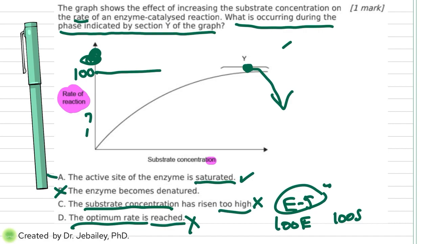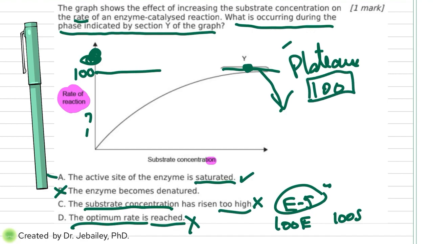If it reached optimum, then it needs to go down. But now what it did is reach a plateau, which means that you have maximally put all the 100 enzymes into work, so they all are attached. All the enzymes are attaching to a substrate and doing their work. So the right answer is here. The one that completely makes sense is A, right? That means all the enzymes have been saturated.